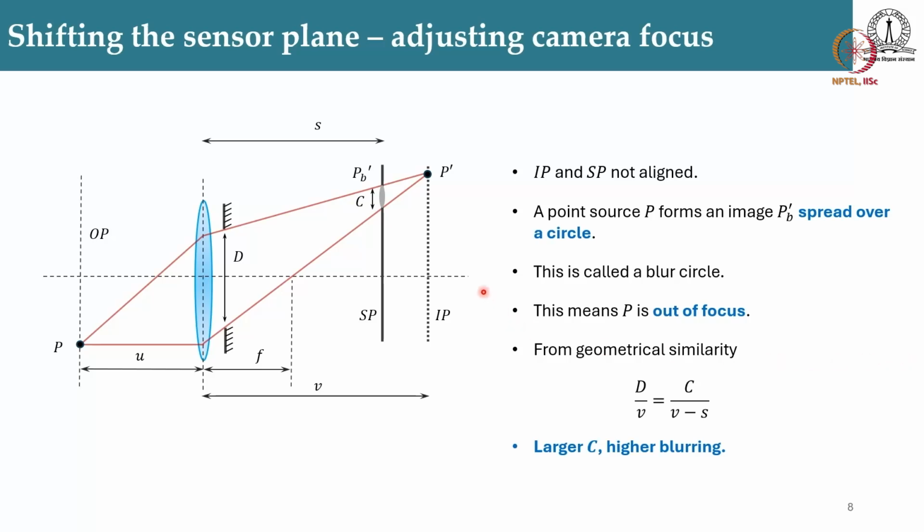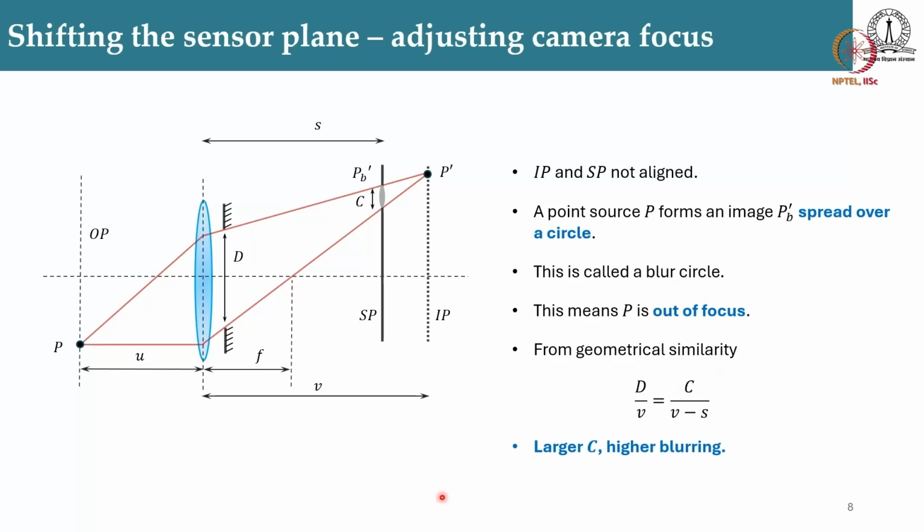And this kind of configuration now tells us that P is out of focus. So what this means is, as we have changed S, there is a different U now for which P will be in focus. So basically you have to shift P in this Z direction. So this axis is the Z direction. So you have to shift P in the Z direction to adjust the focus now.